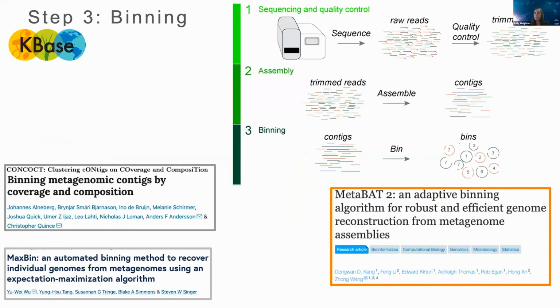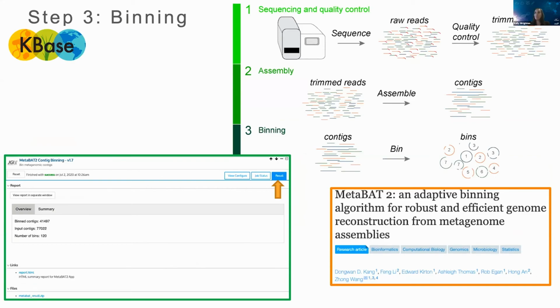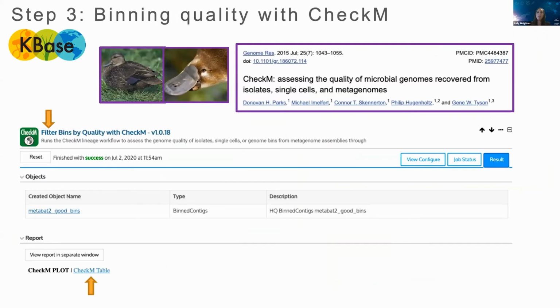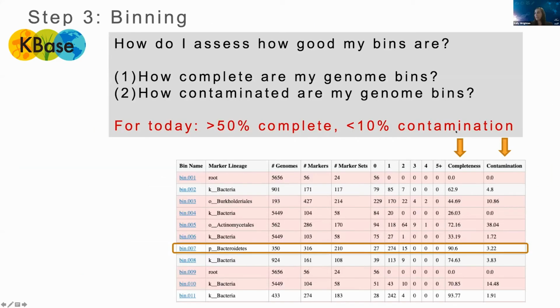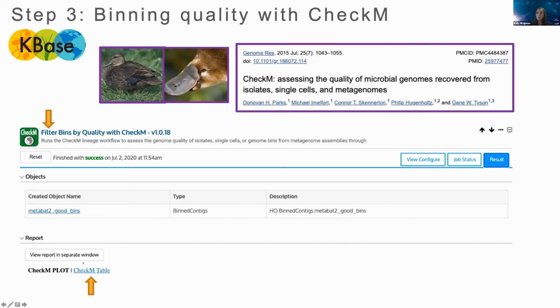And so binning, again, there's many different tools. There's many different binners available on KBase that you'll have a chance to play with during the week. You're going to be using MetaBAT, and then you're going to be using CheckM. CheckM is this tool here, which basically assesses the quality of a bin. You can see here, we're looking at this one bin, bin 007. You're going to have a report that you're going to access through this CheckM table.